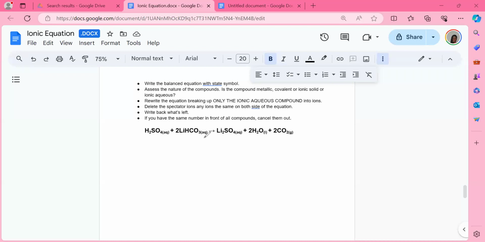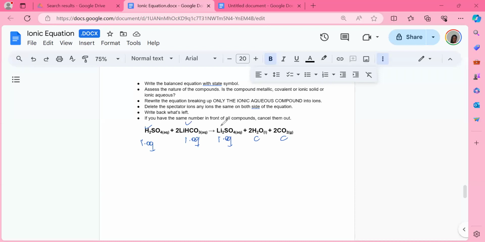All right, so you have an acid reacting with the hydrogen carbonate and it forms salt, water, and carbon dioxide. So we have 1 mole of sulfuric acid reacting with 2 moles of lithium hydrogen carbonate to form 1 mole of lithium sulfate, 2 moles of water, 2 moles of carbon dioxide. Assess the nature of the compound: ionic aqueous, ionic aqueous, ionic aqueous, covalent, covalent.